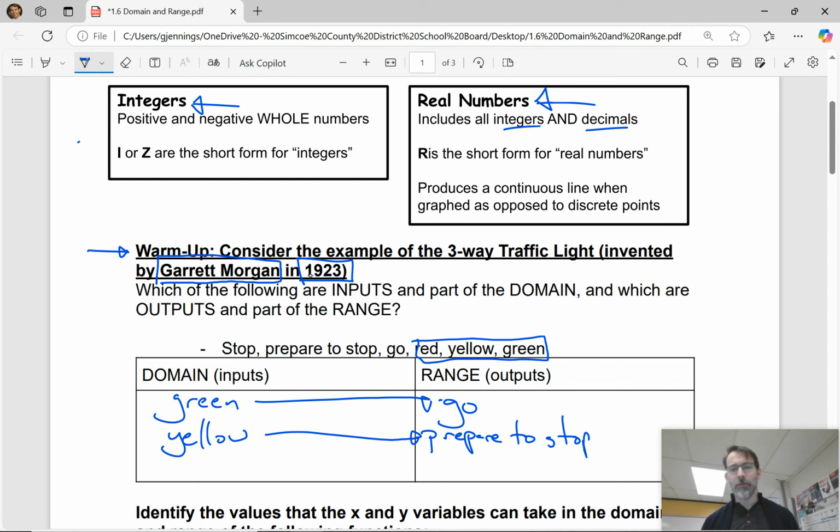Or they stop. Or they just go through. You make your judgment call in that case. And then red is the input, and the behavior it causes in this traffic situation is people stop. Did you know that the three-way traffic light was invented in 1923 by Garrett Morgan, who invented a lot of other things, actually? He's an interesting fellow, and you can look him up.